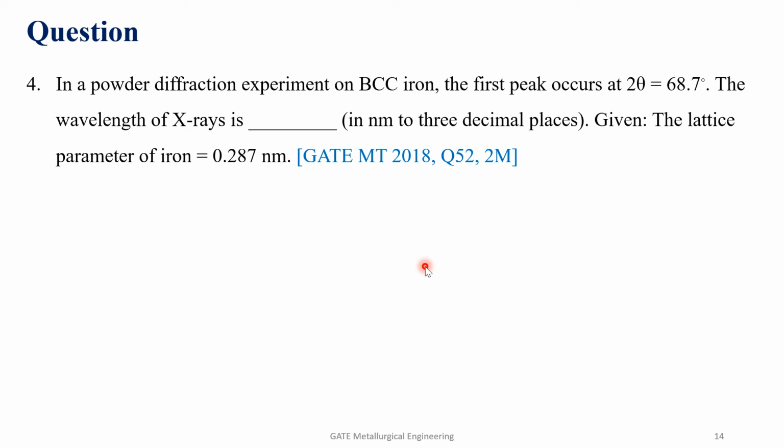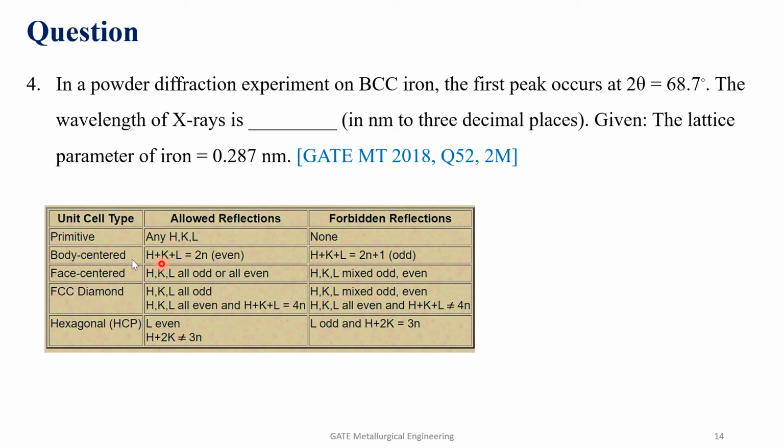Here it's mentioned that I have BCC iron and my first peak I got at 2 theta equal to 68.7. I actually would know the wavelength of X-rays, but the question is that we need to find the wavelength of X-rays from the given data. In order to understand this, first we need to know what is meant by extinction rules, or what are the allowed and forbidden intensities in X-ray diffraction. That is given by this.